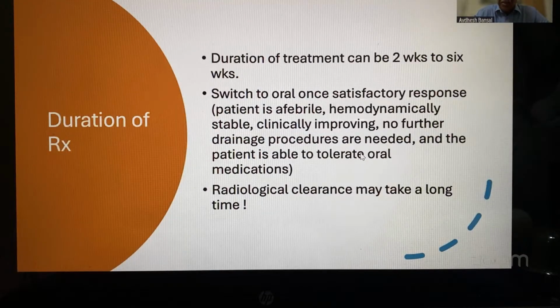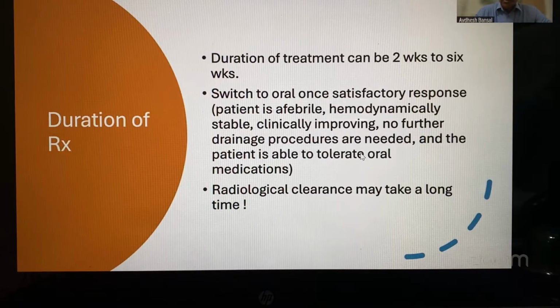So how long do you treat for? You treat for at least 2 weeks, and this is basically dependent on your clinical response. Sometimes the treatment can go on for 6 weeks also, and you switch to oral once you have a satisfactory response, like the patient is afebrile, hemodynamically stable, clinically improving, there is no drainage coming, and the patient is able to tolerate oral. Remember, radiological clearance takes a longer time, so you don't chase the radiological clearance, you chase the clinical improvement in the patient.